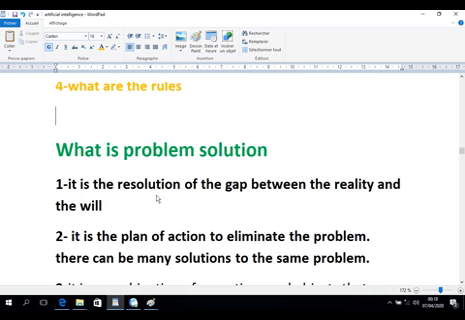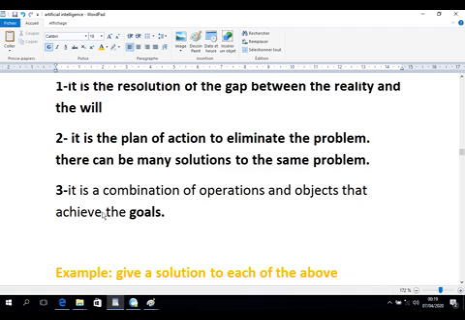What are the initial states? So we have specified the initial states. What are the goal states? We know the goal states. What are the rules? Fine.